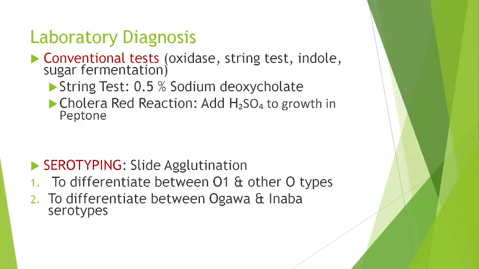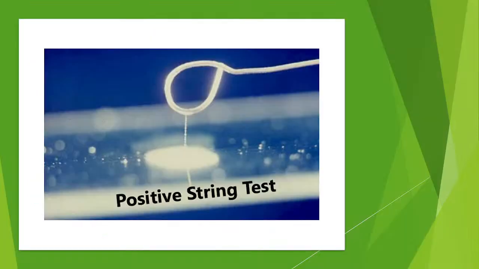Then there is a string test. I will show you how a string test looks. Indole is positive, and sugar fermentation test. So, what is the string test? You make a solution of bile salt, that is 0.5% sodium deoxycholate, and add it to the culture suspension on a slide, and it will form this kind of string-like appearance. This is a characteristic of Vibrio cholerae.